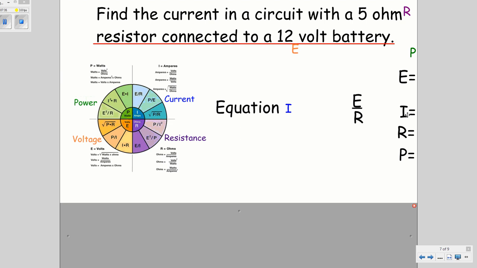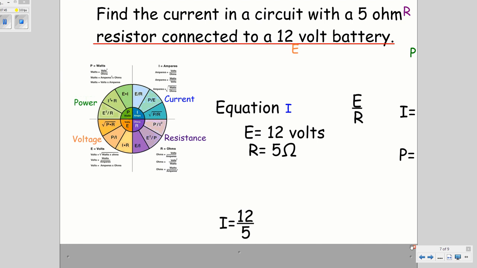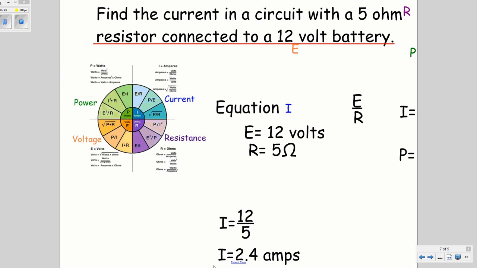So I know what my E is. It's 12 volts. I know what my R is. It's 5 ohms. So I can divide them, and I end up with my final answer, which is that I is 2.4 amps. And again, check that you have the right units.